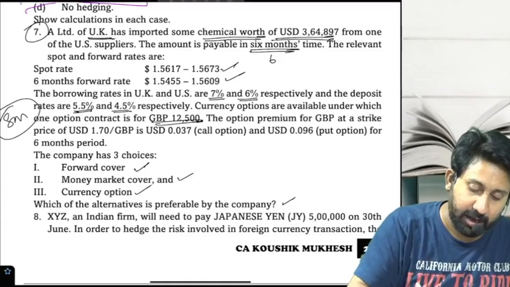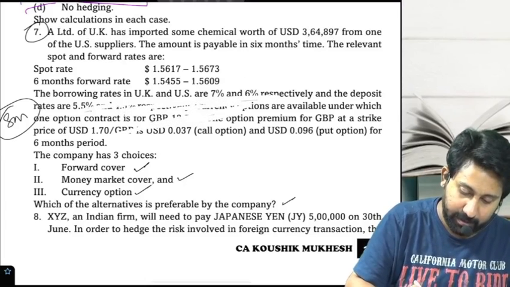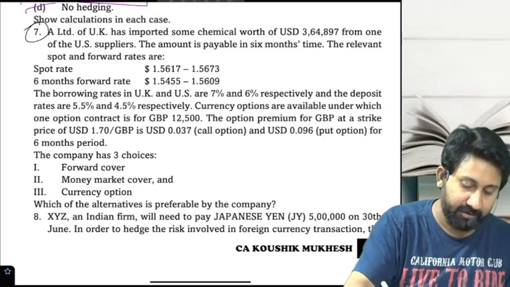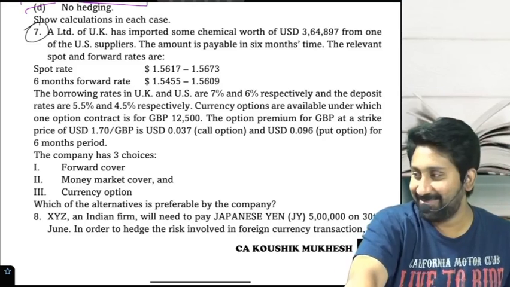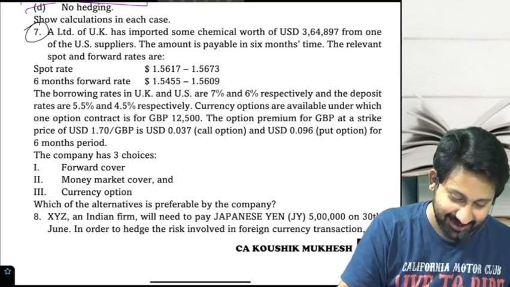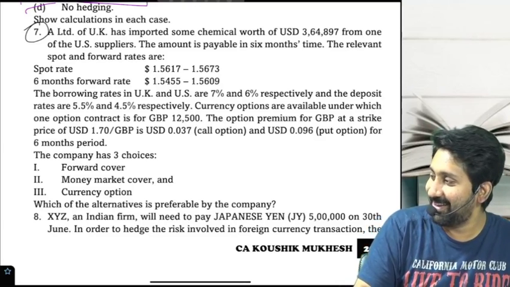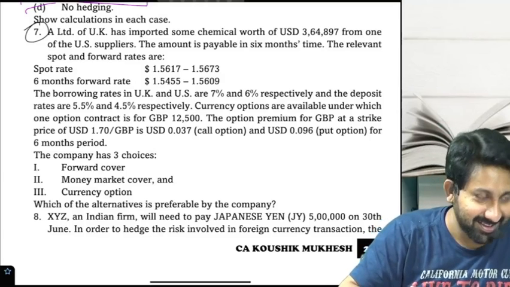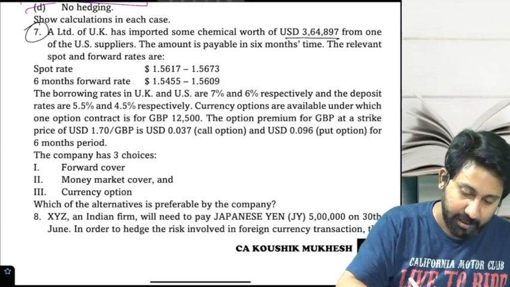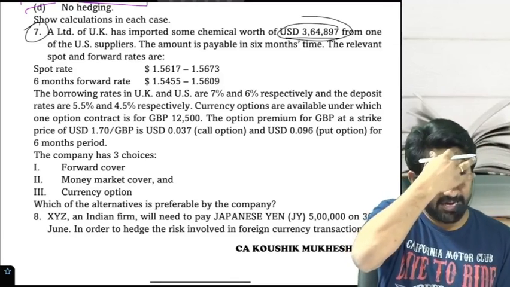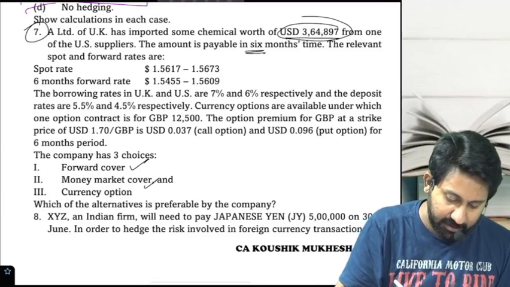A Limited of UK has imported a chemical worth US dollar 364,897 from one of the US suppliers. Payment has to be made in dollars, 364,897. Payment will be made in 6 months time. Spot rate is given, and the 6 months forward rate is given. Forward cover, money market cover, currency option.